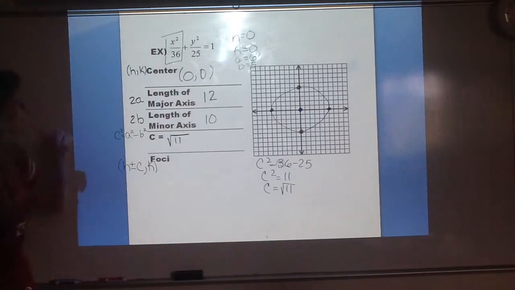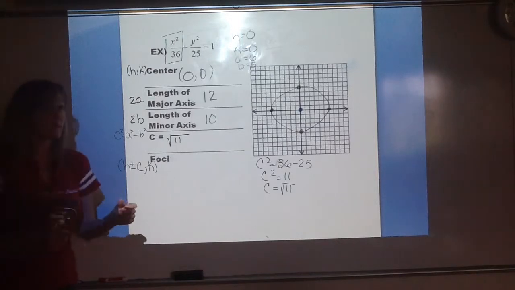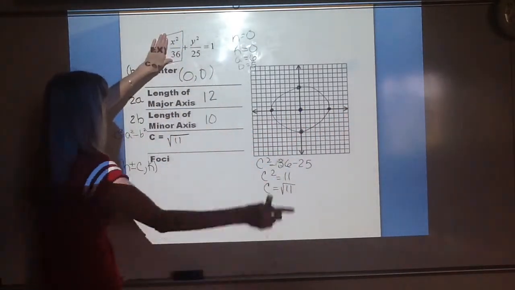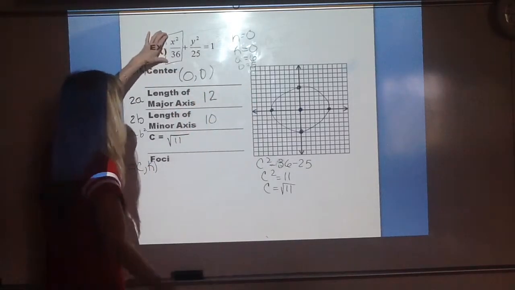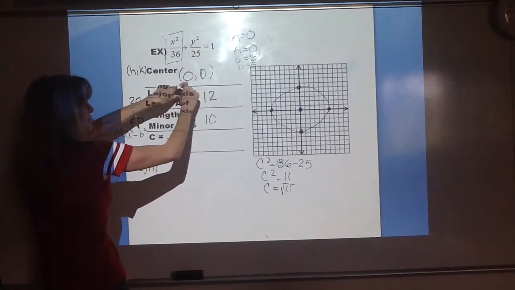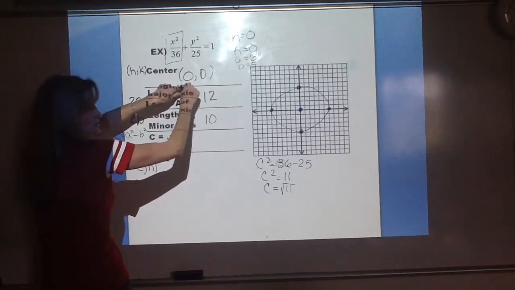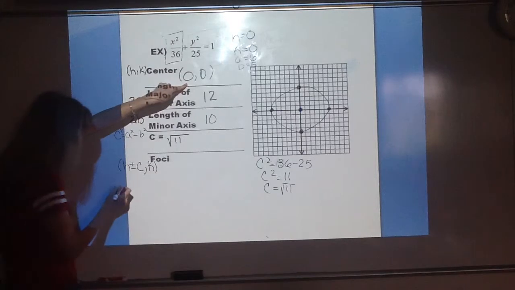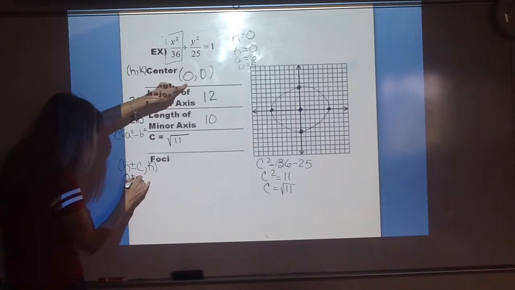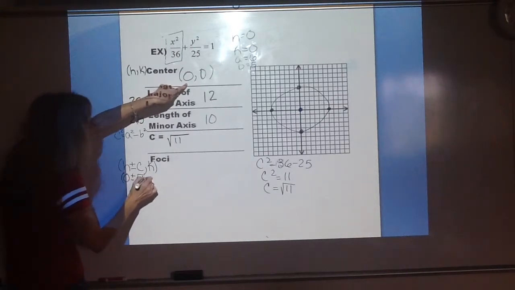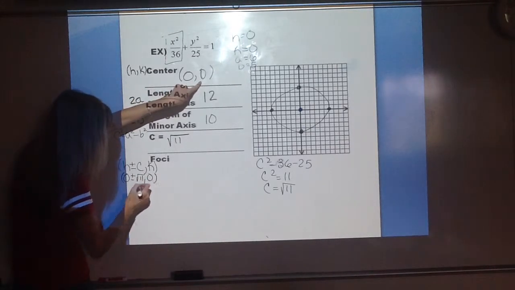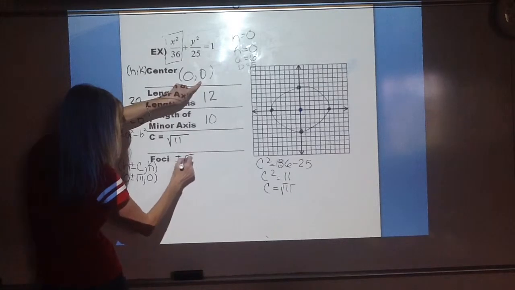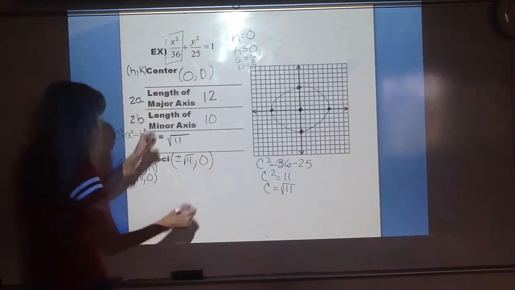Now, my foci is always on my major axis. My major axis is this direction. It's right here, so it's where my x is. So it affects the h of my center, the x of my center. So for my foci, using this formula, it's 0 plus or minus the square root of 11, and then k stays the same, so it's 0. So the foci is at plus or minus the square root of 11, and 0.